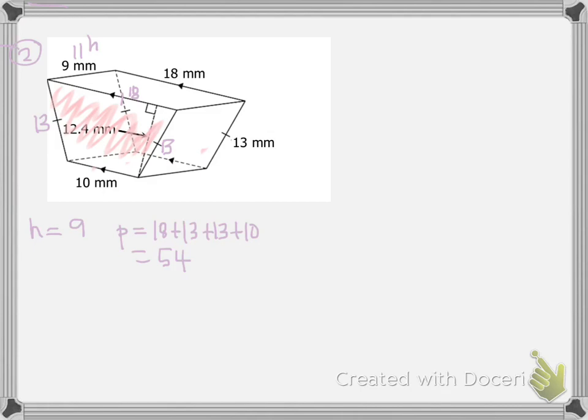Okay, then the area of that base is going to be 1/2 your height times your base 1 plus your base 2. So 1/2 times your height, which is 12.4, times your base 1, which is 10, plus your base 2, which is 18.